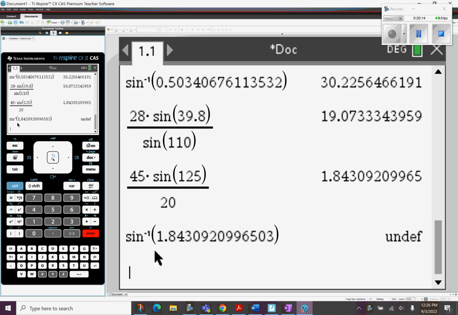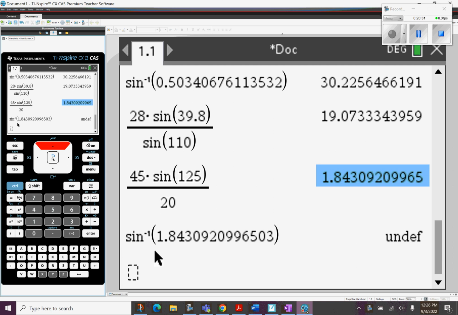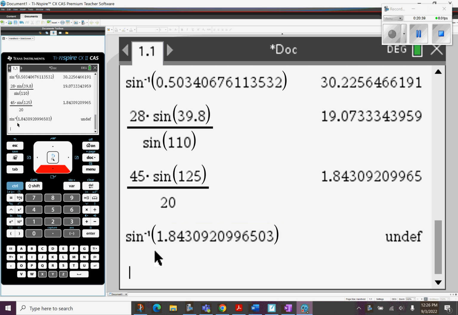If you didn't, here's evidence. Okay? Please don't just blindly go through. If you didn't see it at the picture, hopefully you saw it at that step. Before we even take the inverse sine, I've got something greater than 1. That's not possible.